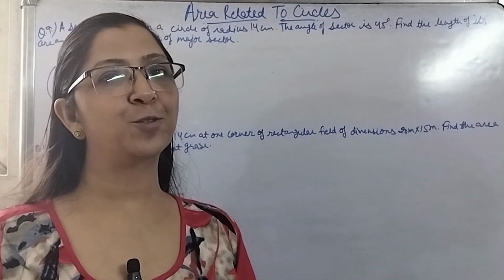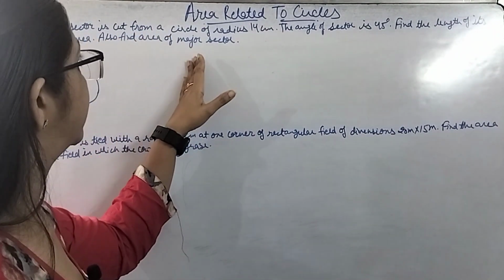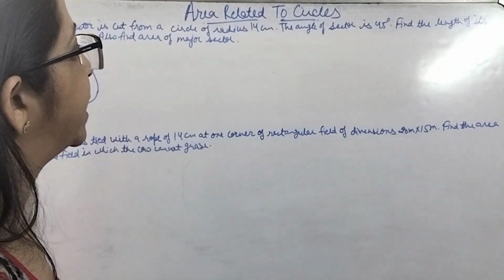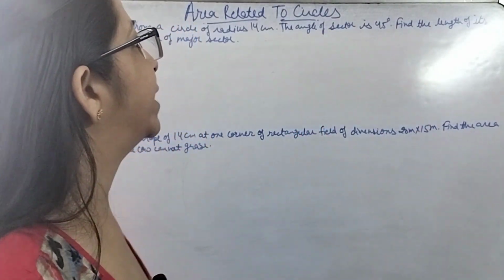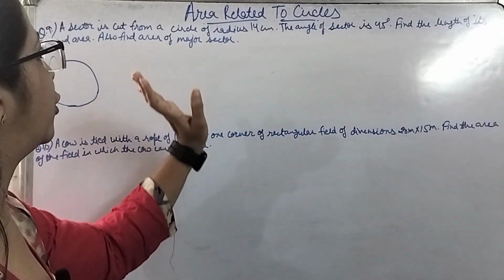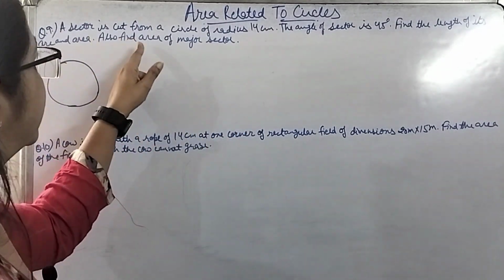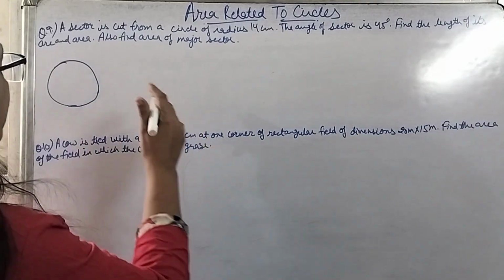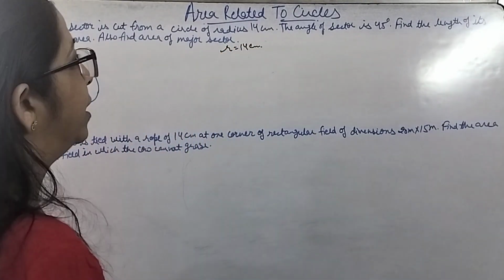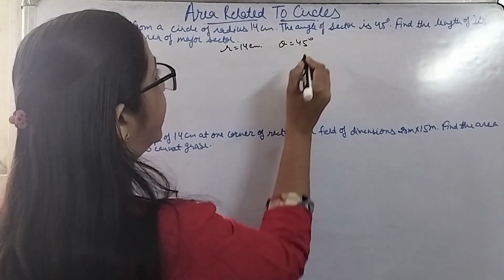So here are the last two questions. A sector is cut from a circle of radius 14 centimeter. The angle of the sector is 45 degrees. Find the length of its arc and area. Also find the area of the major sector. So it is given to us that a sector is cut from a circle and the radius of the circle is 14 centimeter, and the central angle is 45 degrees.